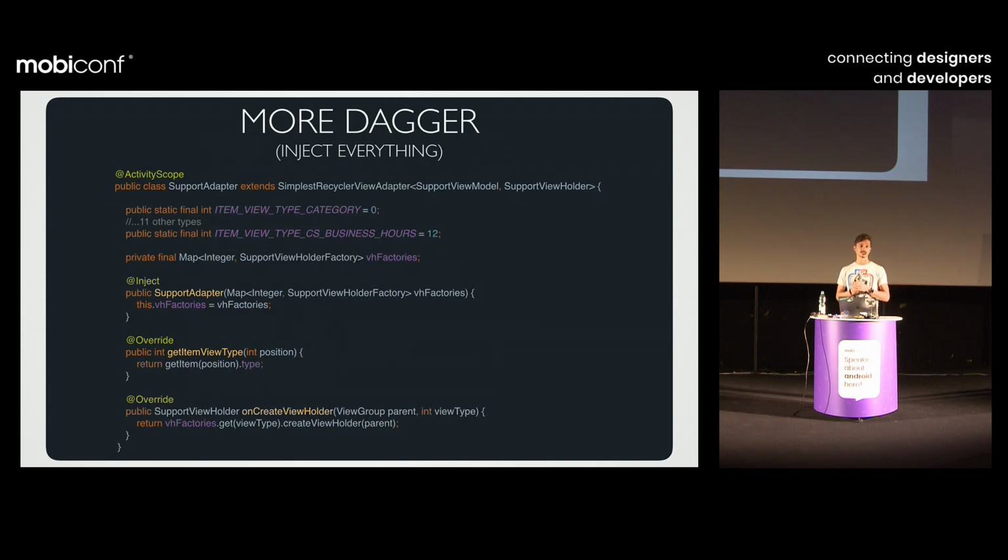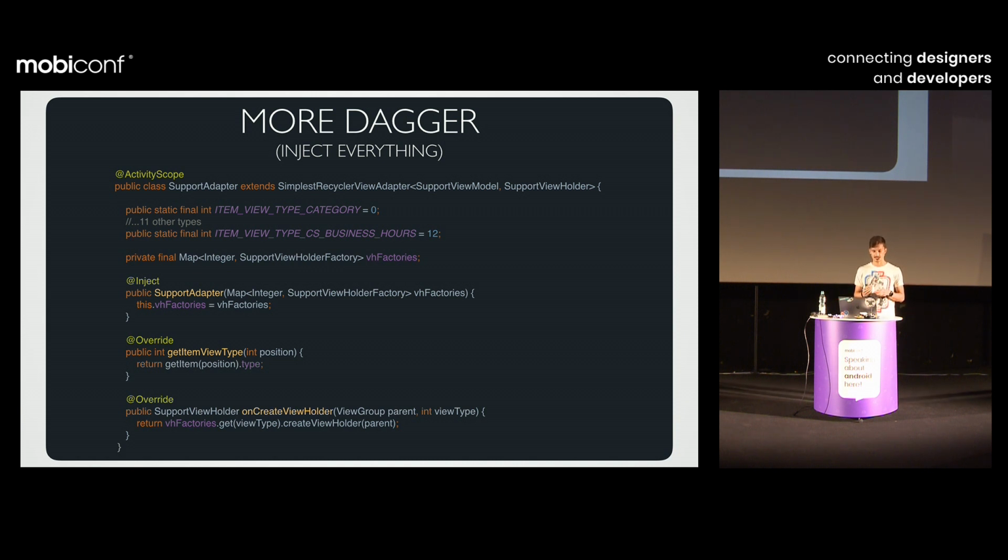And of course, Dagger isn't only about providing dependencies to your activity code. So thanks to features like multi-binding, this is how the view adapter code looks like. That is handling more than 10 different types of views in our code. And actually, I think that the create view holder also can be removed from here, because it is written in the class that we are extending.